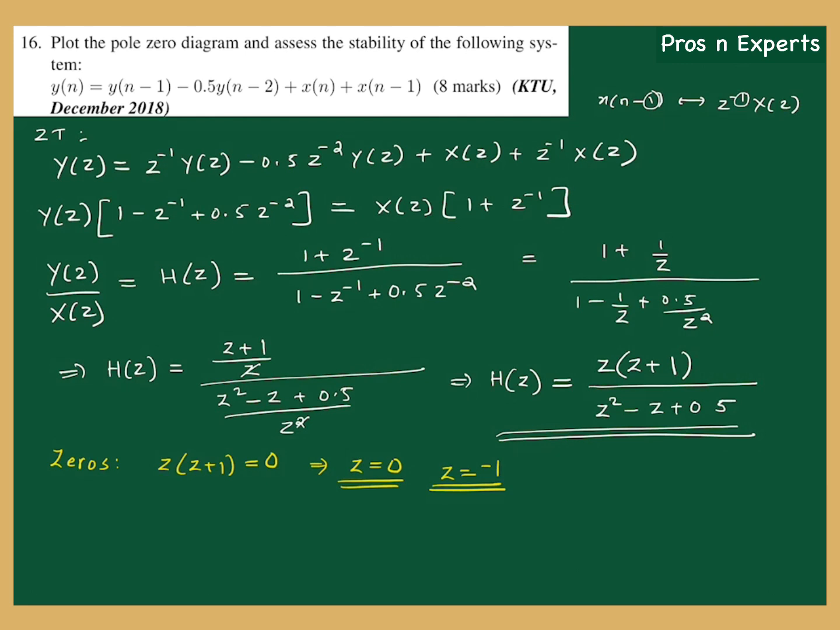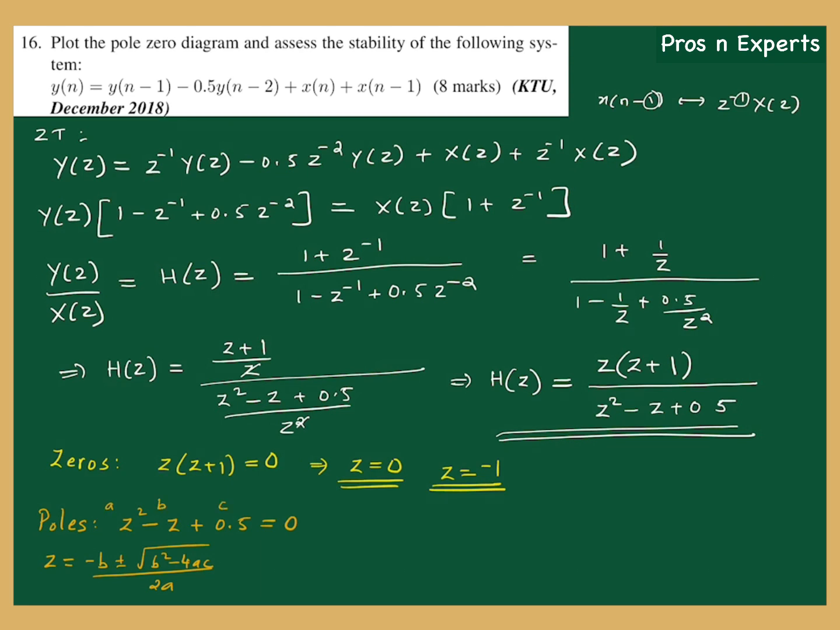Now what are poles? You have to find the poles also, right? How can you find the poles? Poles are those values of z that make the denominator zero. So we have to equate the denominator, z squared minus z plus 0.5, equal to 0. How will you find the values? You can use any method. You'll be familiar with the b squared minus 4ac method, right? z equal to minus b plus or minus root of b squared minus 4ac by 2a, where a is the coefficient of z squared, b is the coefficient of z and c is the constant.